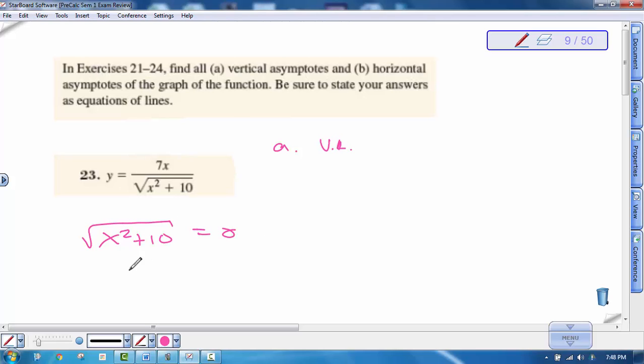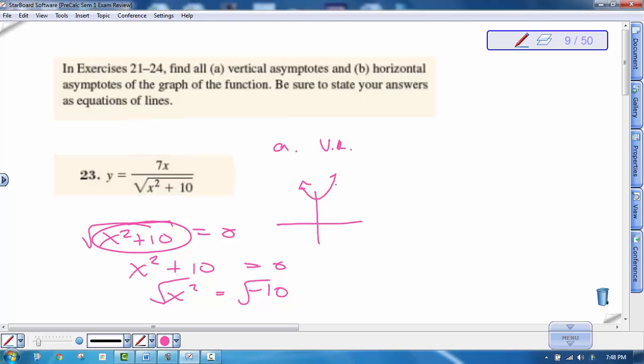Set equal to 0, and then you can subtract 10 from both sides and take the square root. Now, this thing doesn't have any real zeros. We kind of know that because this x squared plus 10 is a parabola that's been shifted up 10 units. We know that doesn't have any real zeros. So there's no x I can stick in to get a 0 in the bottom.